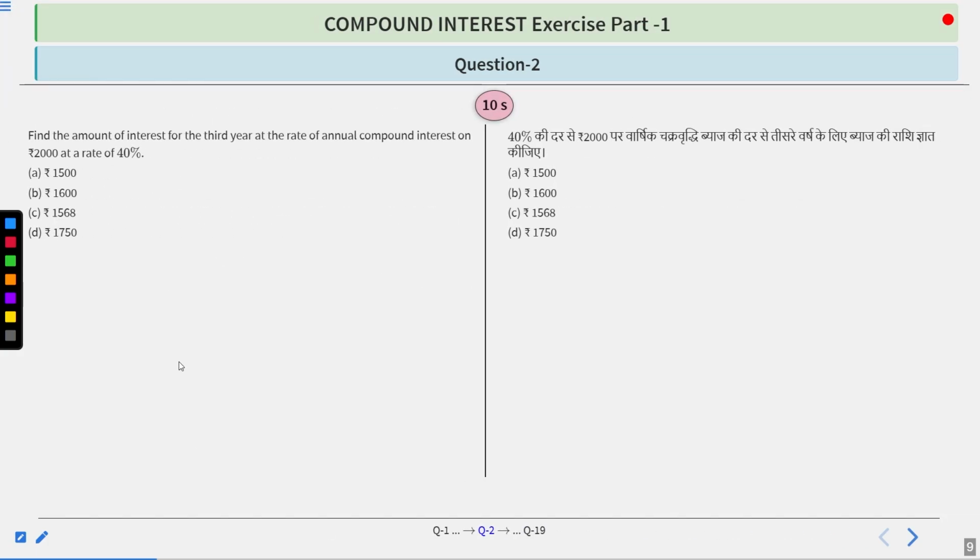Next is find the amount of interest for the third year at the rate of annual compound interest on rupees 2,000 at a rate of 40%. And the options are option A rupees 1,500, option B rupees 1,600, option C rupees 1,568, and option D rupees 1,750. These are the options.